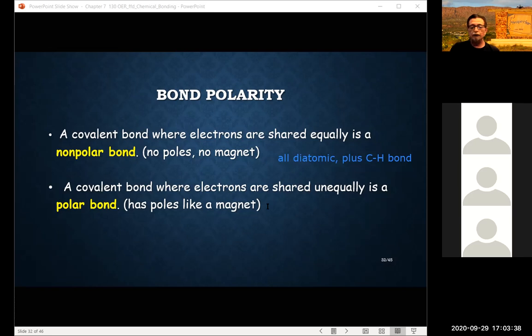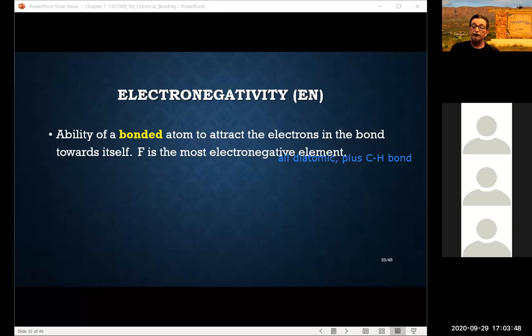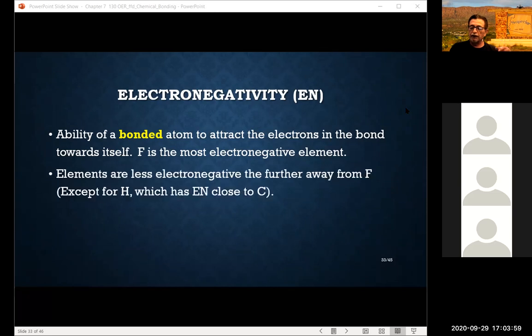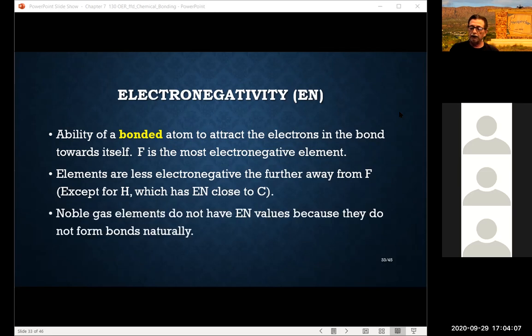That means that everything else is polar, because there is a difference between the electronegativity of 2 different atoms. And remember the trend of electronegativity. Fluorine is the most electronegative element out there, and so we use that as our benchmark.